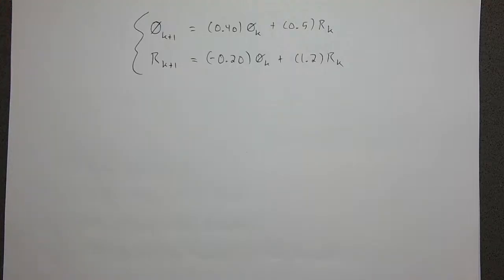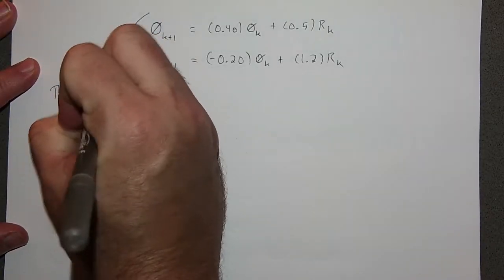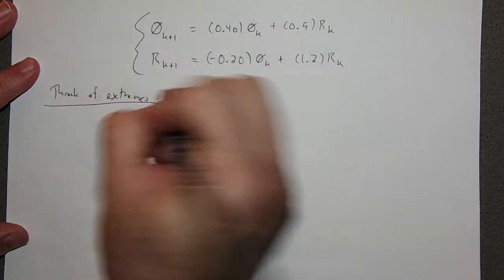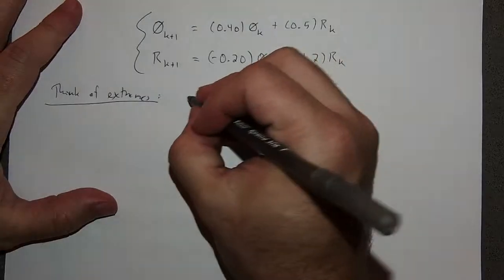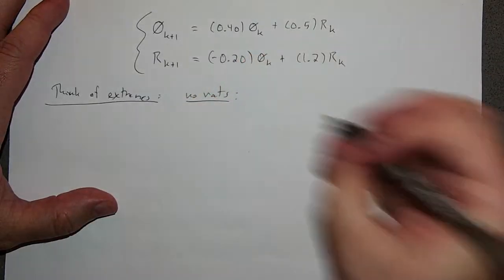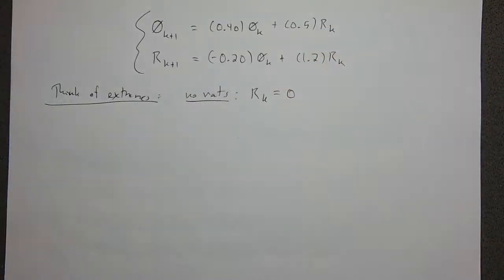To see that maybe this makes sense, let's think of the extreme cases. So think of the extremes. What do I mean by that? What would happen if R was, say, 0? So what if there are no rats? No rats means after k months, R sub k is 0, right? The number of rats is 0.